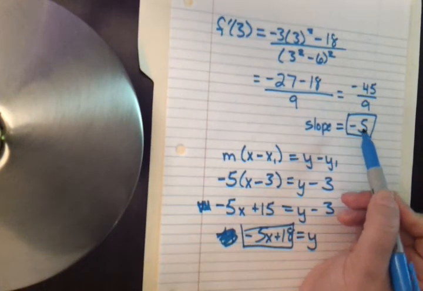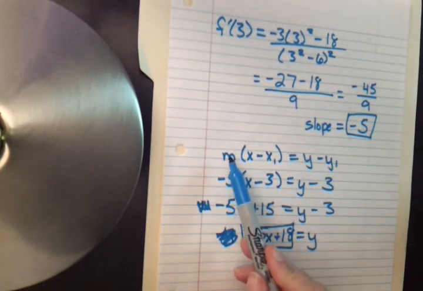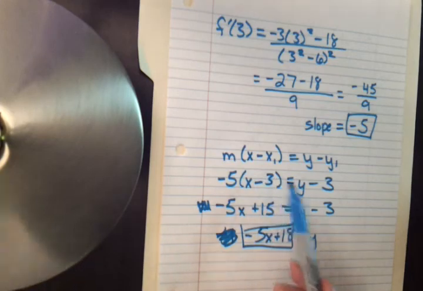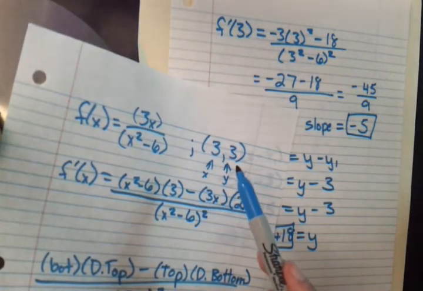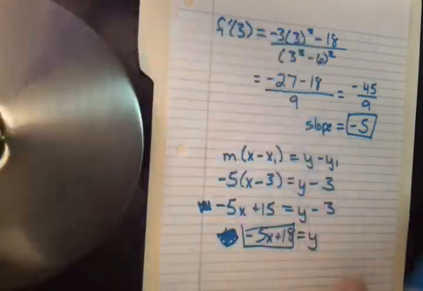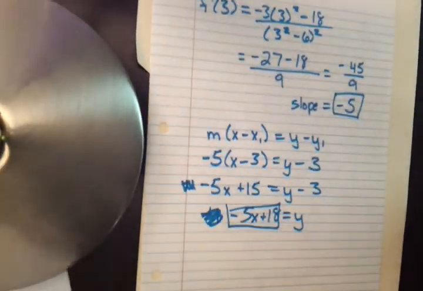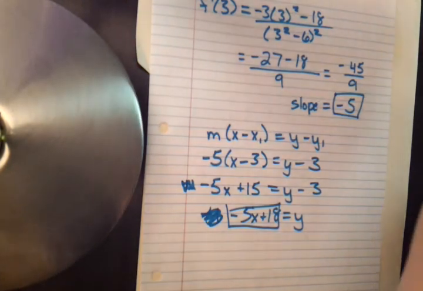And then use that slope in the point slope formula. That's going to be your m, and then you'll have x minus the 3 that we had here originally, and then y minus the 3 we had for our original y value. Solve that for y, and you have the equation of your line.